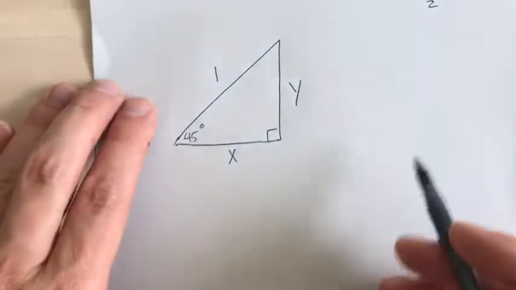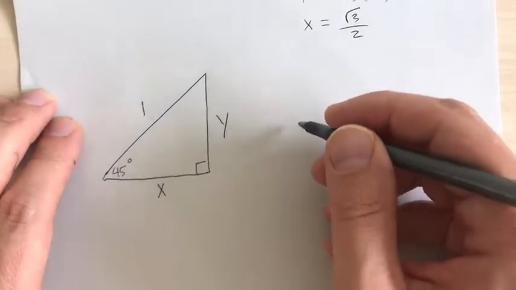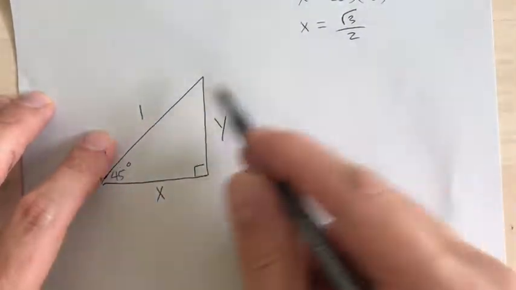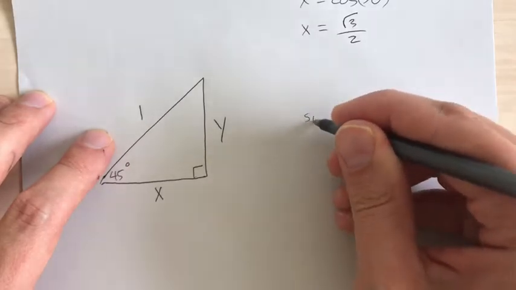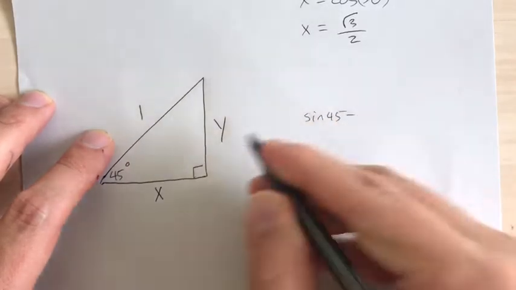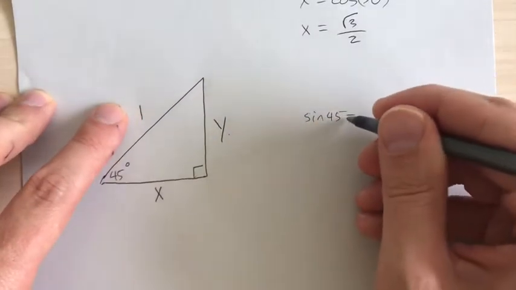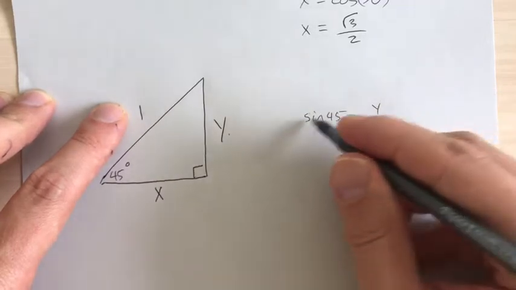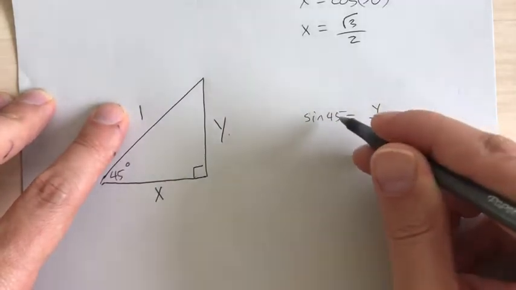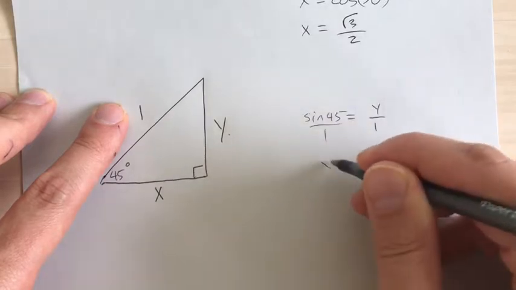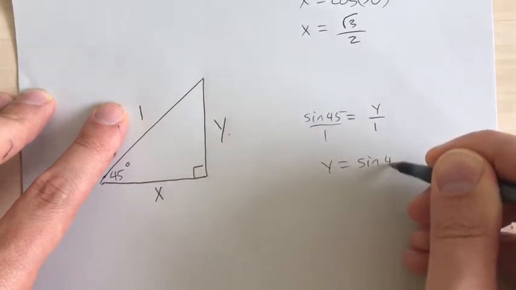Let's find these other 2 points real quick. So for the 45 one, we're going to start the same way. Very similar process. This time it's going to be sine of 45 equals opposite over hypotenuse. So it would be y over 1, equals sine of 45 times 1. So you would just cross multiply, and y would end up being sine of 45.